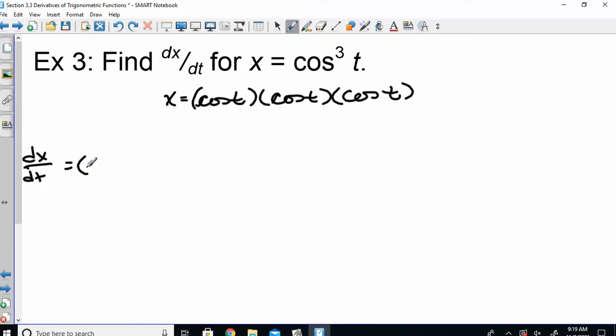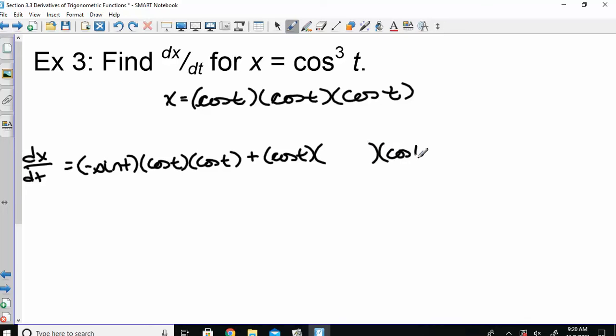So if I did the derivative of the first, derivative of cosine t is negative sine t. The other 2 stay the same. Plus, this time the first and last will stay the same. We do the derivative of the middle one. The derivative of cosine t is negative sine t. Plus, this time the first and the second stay the same. We do the derivative of the last one. Derivative of cosine t is negative sine t.